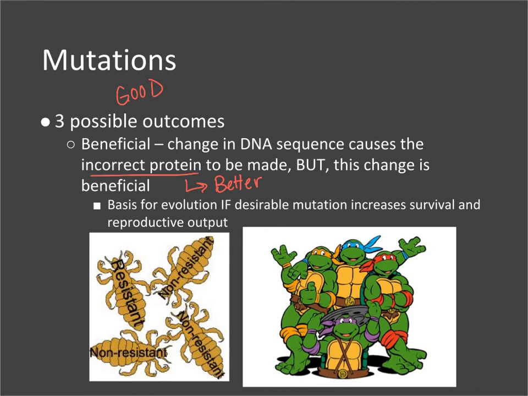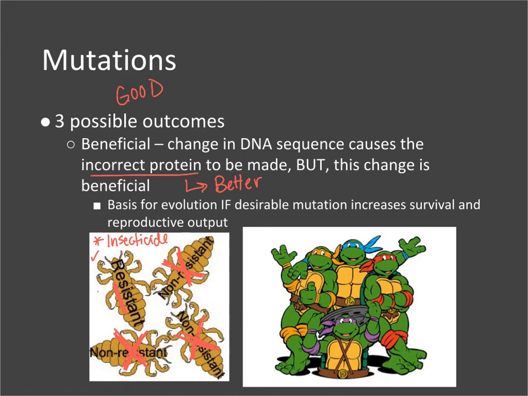So let's take a look at these insects here. Let's say that this resistance refers to being resistant to insecticide, like a bug spray. So if you have these bugs in your house and you spray it with Raid or some sort of insecticide, what's going to happen is that the individuals that don't have this beneficial mutation are going to die. But the individual that has this beneficial mutation is going to survive.